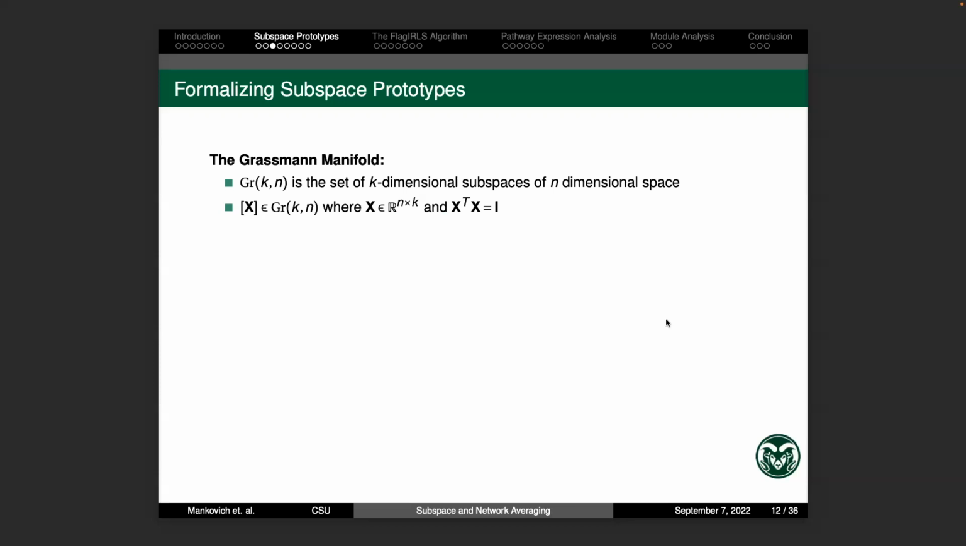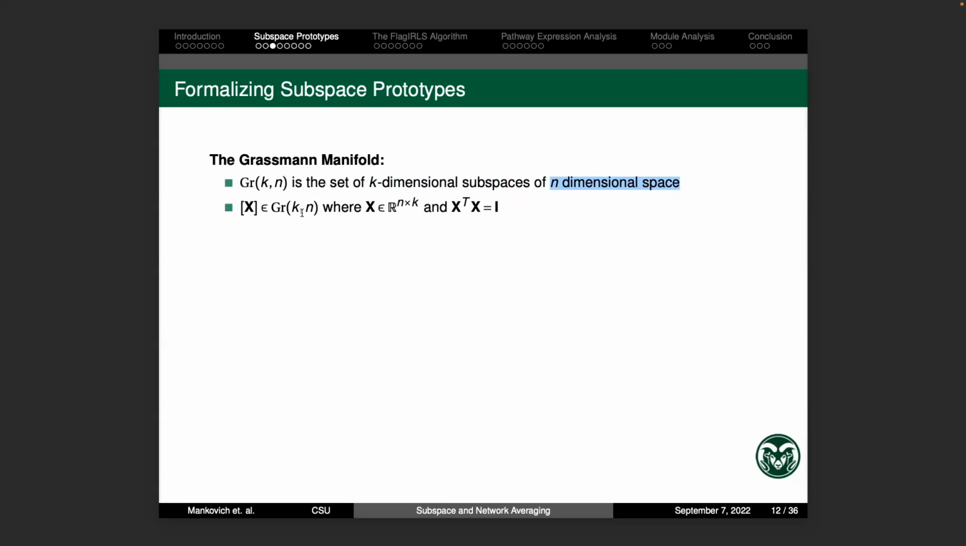Let's start with this object we're calling the Grassmann manifold. We're thinking about it less from a strictly algebraic standpoint, and just thinking about it as a set. And this is really just a set of k-dimensional subspaces of n-dimensional space. So for example, Gr(1,2) would be the set of all lines through the origin in 2-dimensional space. So we need a way to represent points here, right? How do you represent a k-dimensional subspace of n-dimensional space? That seems kind of tricky, right?